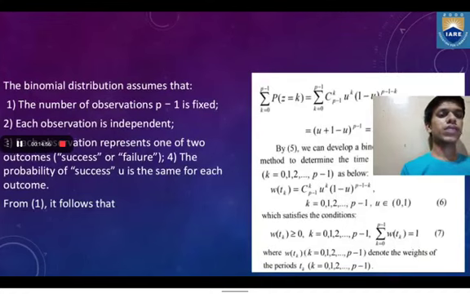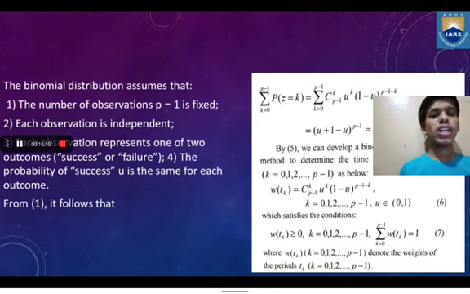Next, the binomial distribution makes three assumptions. The number of observations, that is p minus 1, is fixed. Each observation is independent. Each observation represents one of two outcomes, that is success or failure. The probability of success u is the same for each outcome. So these are the four conditions, or the four assumptions, which we make to derive our theorems regarding time series.